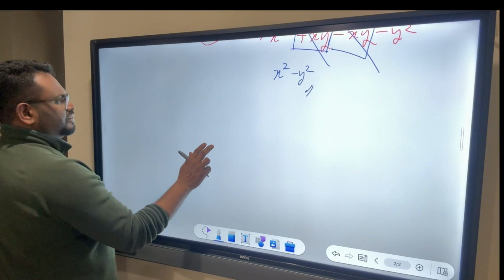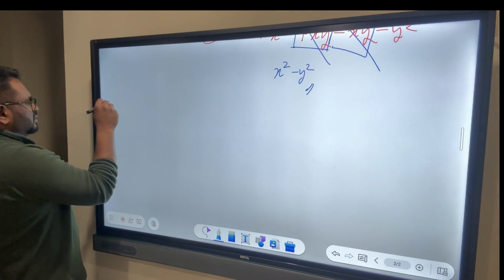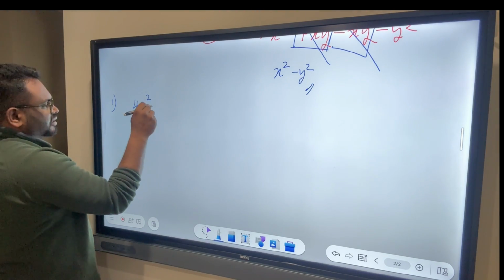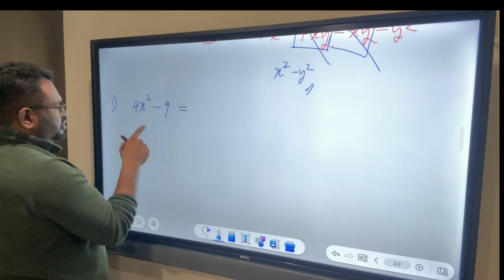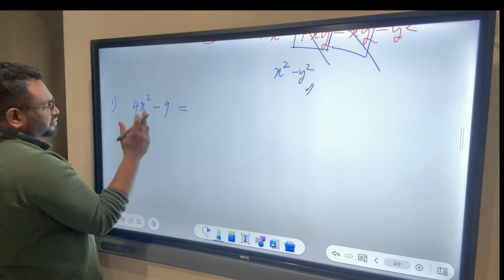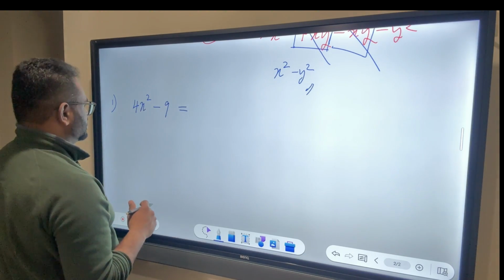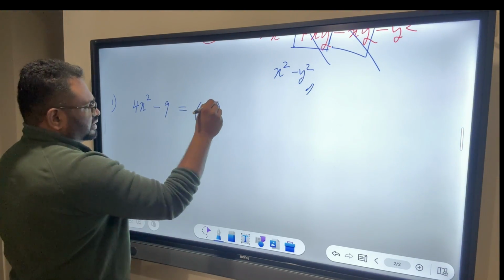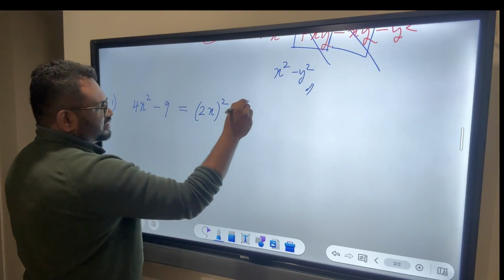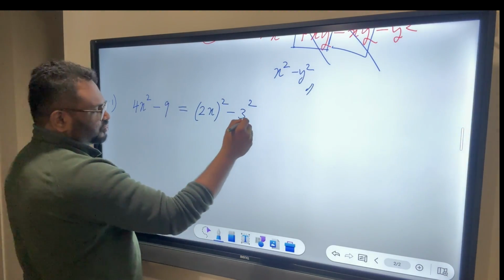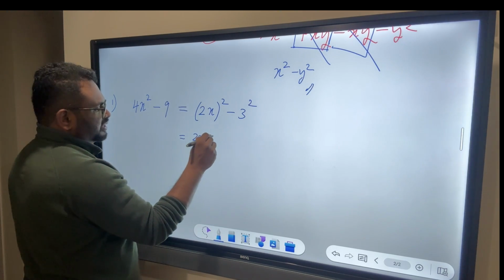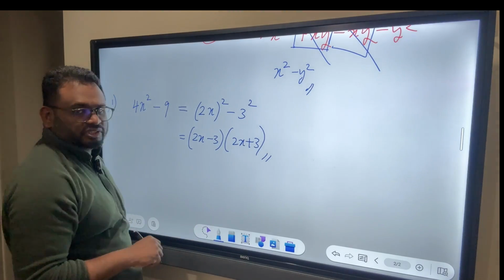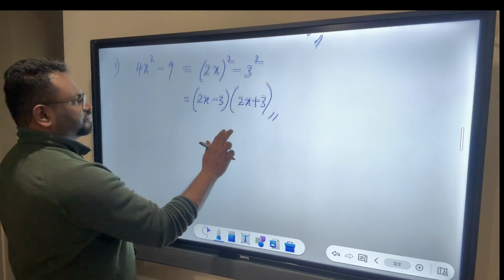So let me discuss a few examples. Example number one. If you have something like 4x squared minus 9, you can see a minus and two terms here. So we'll try to construct this into the difference of two squares format. It's going to be (2x) to the power 2 minus 3 to the power 2. So you can see the difference of two squares. The answer would be (2x minus 3)(2x plus 3). Easy. This is how we use the difference of two squares.